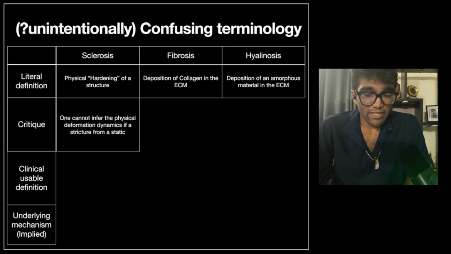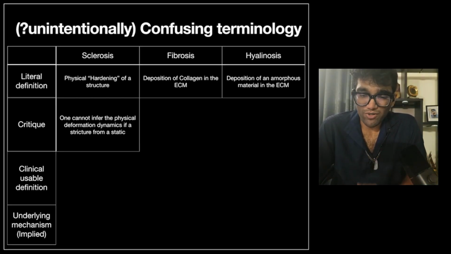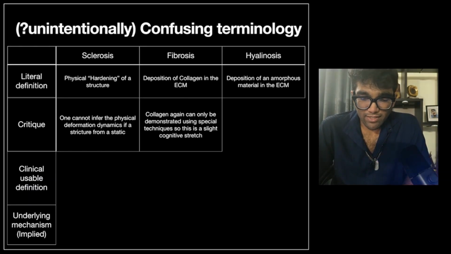Now, what is my issue with this? The issue is that you can't infer hardening of a structure without applying force and then deforming it. And obviously, that is not what you're doing under a microscope. Then the other thing is that with fibrosis, collagen can only be demonstrated using special stains. Just by looking at it under the microscope, you can't be sure it is collagen.